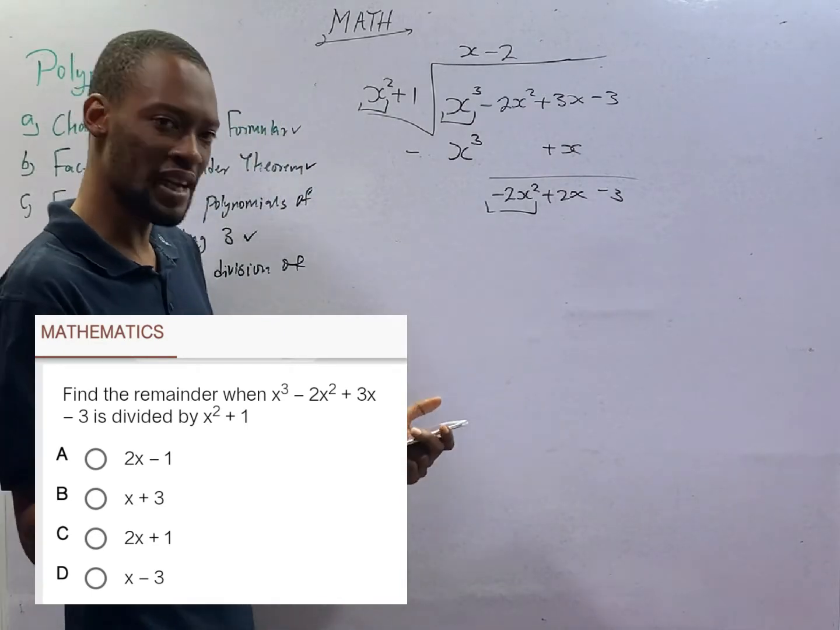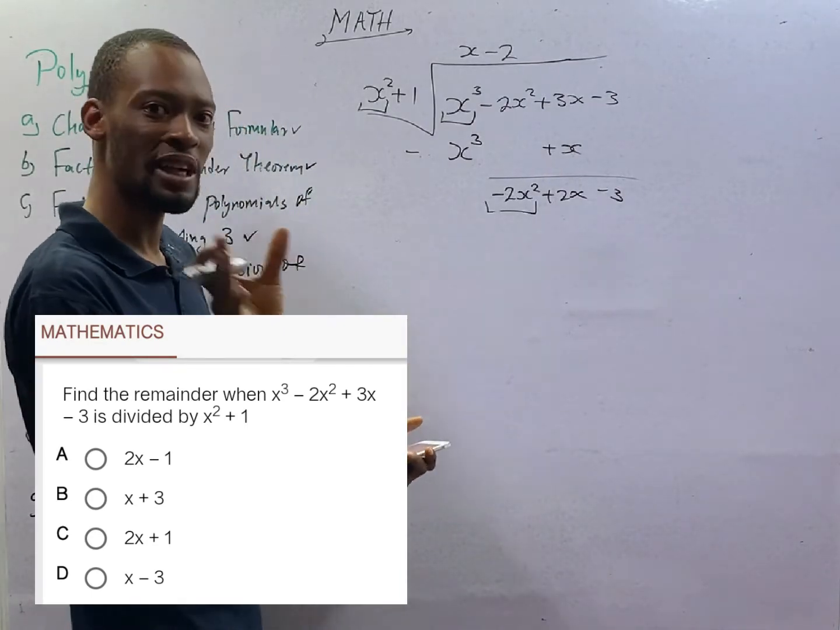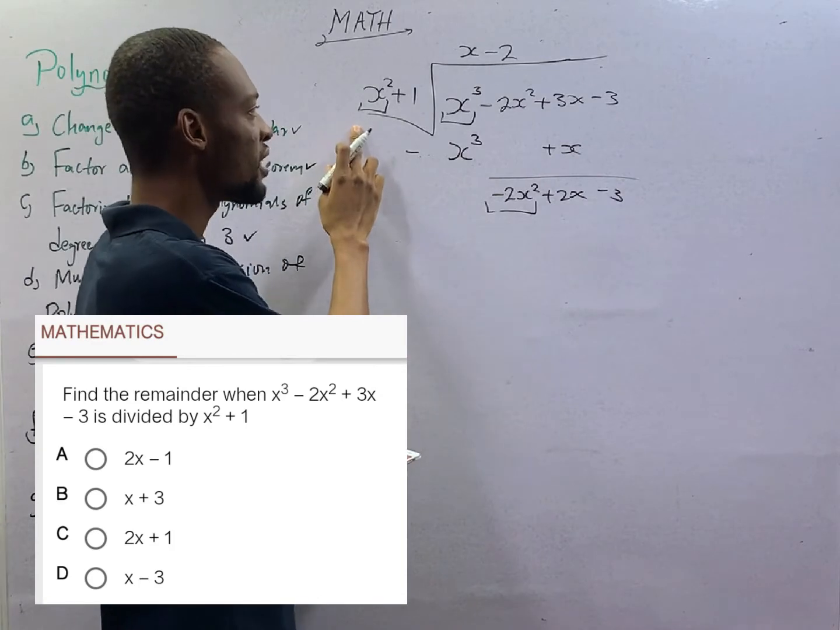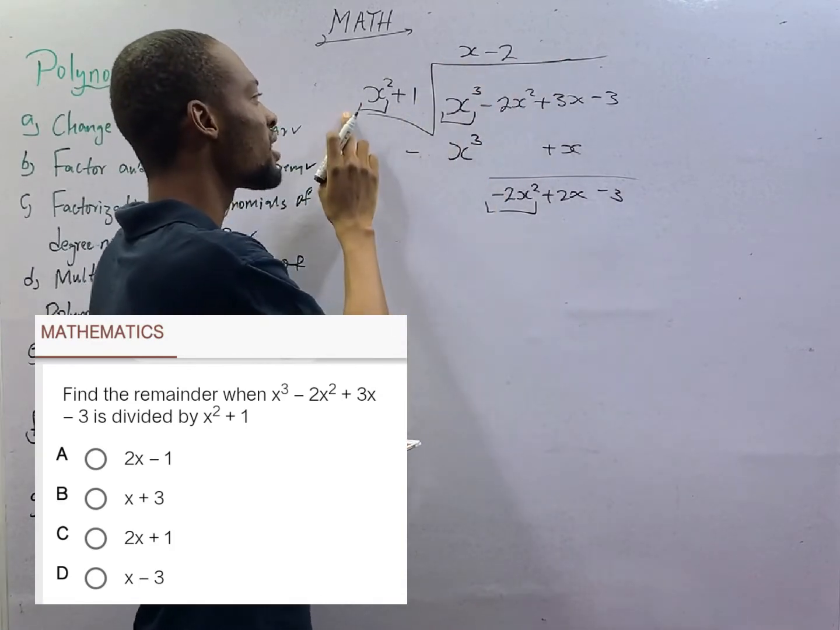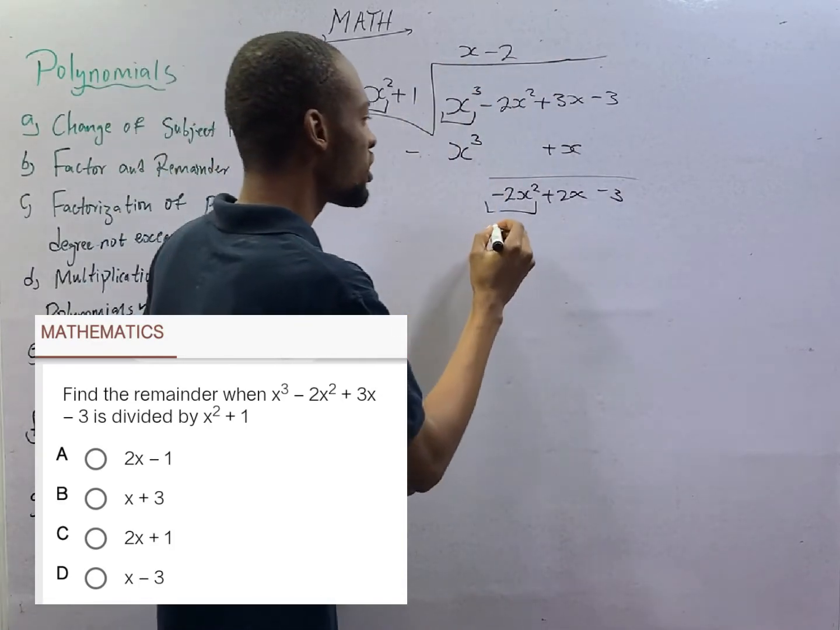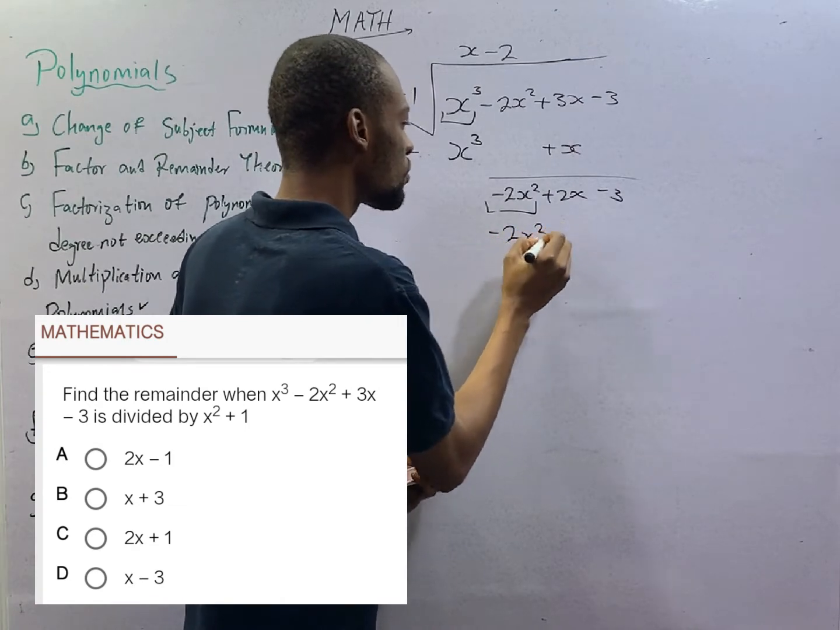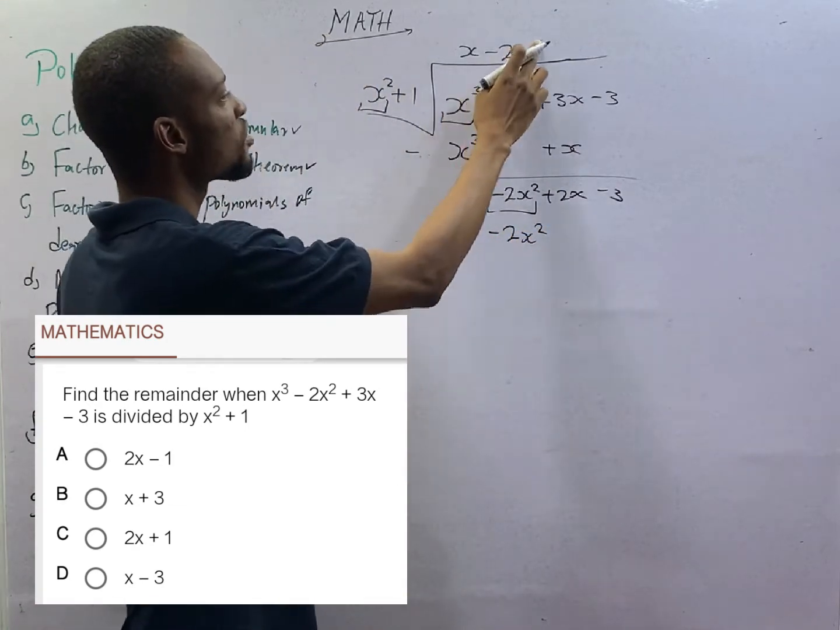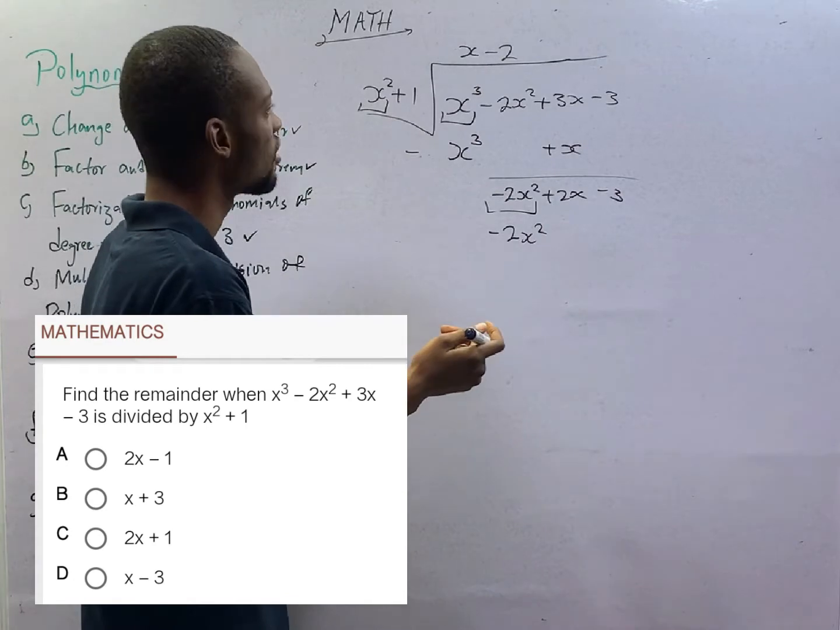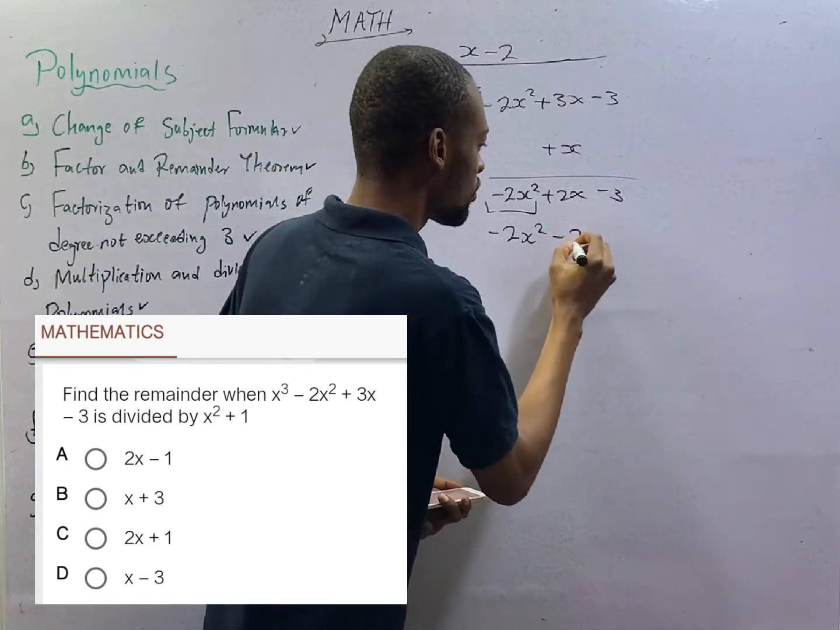We use our new quotient to multiply the divisor. Minus 2 times s squared. That is obviously minus 2s squared. Minus 2 times plus 1. That is minus 2. Minus 2.